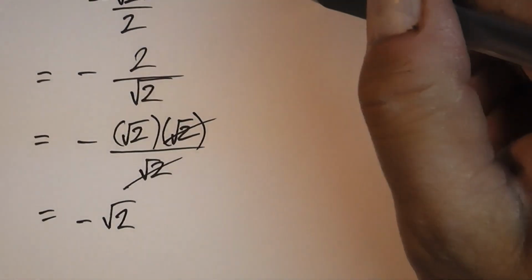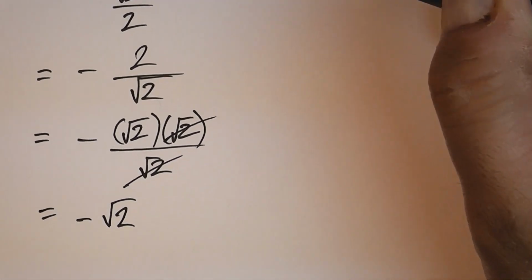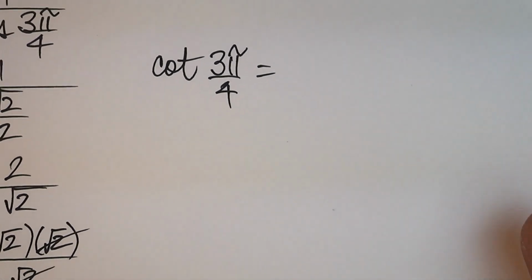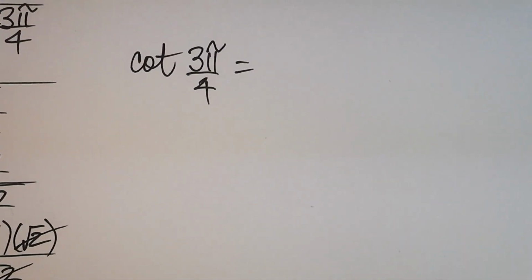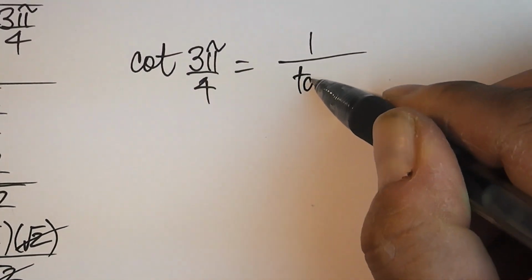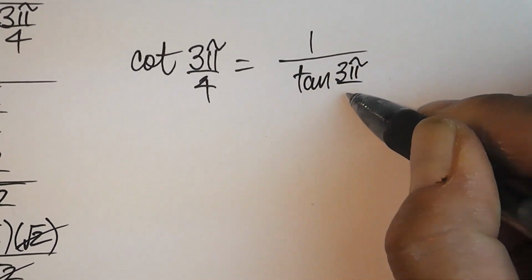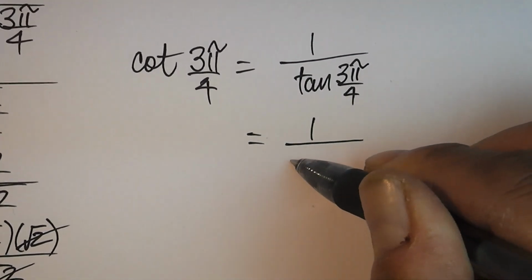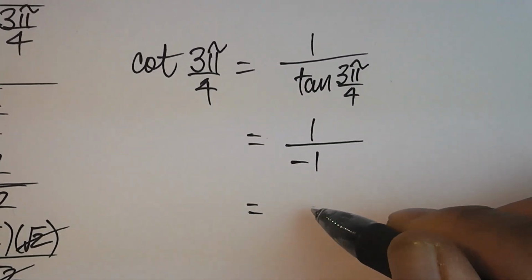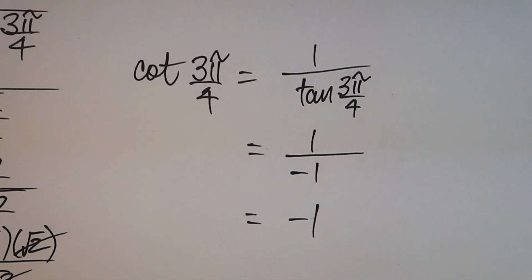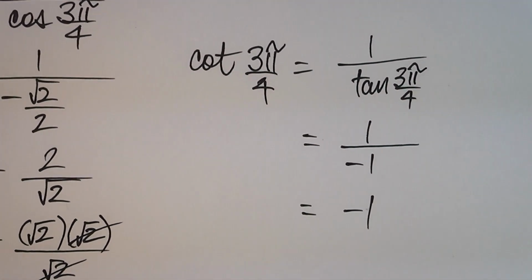We've got one last left. That's the cotan of 3 pi over 4. So cotan of 3 pi over 4, that's going to be 1 over tan 3 pi over 4. And earlier we found that tan of 3 pi over 4 was negative 1. And 1 divided by negative 1 will be negative 1. And again, those are all exact values. There's no decimals, there's no approximations.